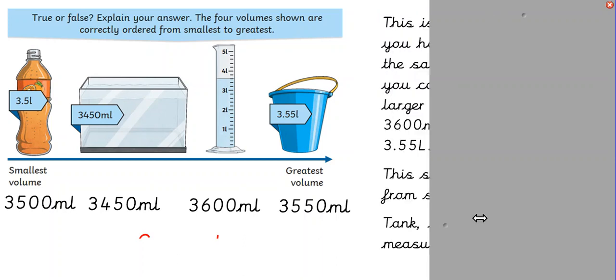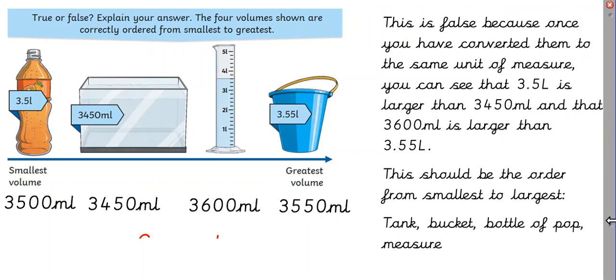Okay, so for my answer, I would say this is false because once you have converted them to the same unit of measure, you can see that 3.5 litres, which is this one, so 3,500 millilitres, is larger than 3,450 millilitres, and 3,600 millilitres, which is this cylinder here, is larger than 3.55 litres because that's 3,550 millilitres.